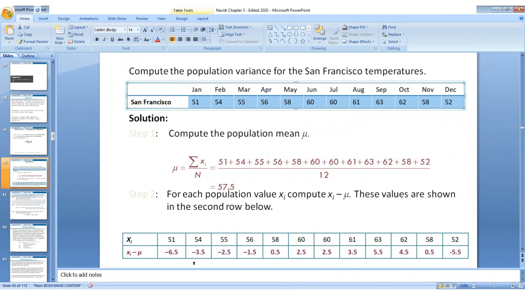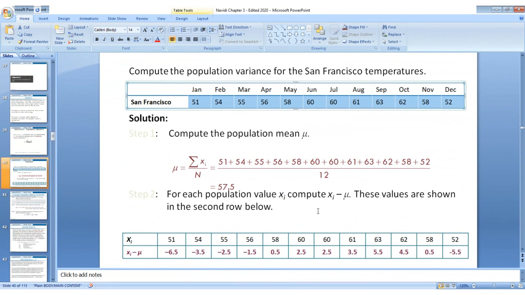Now, this next number is the first one that's larger than that mean. So 58 minus 57.5 is 0.5. So now it's positive. 60 minus 57.5 is 2.5. So we got two of those because it was two 60s. 61 minus the mean is 3.5. 63 minus it is 5.5, and then all of these other ones here up until the last one are all positive. And then we got another one where it starts to get cold again. It's lower than the mean, so we got negative 5.5. Now, that's the first step.